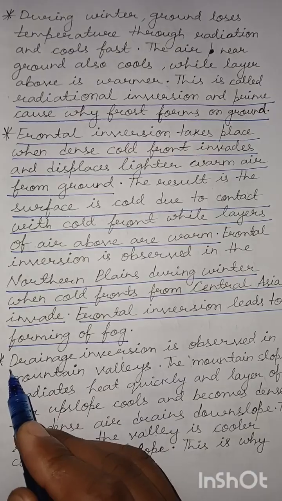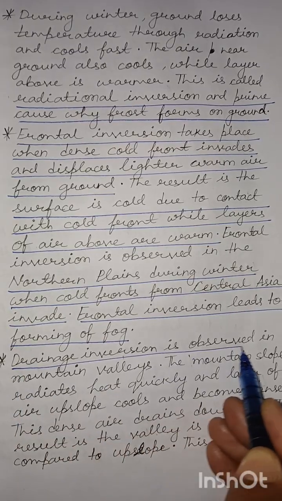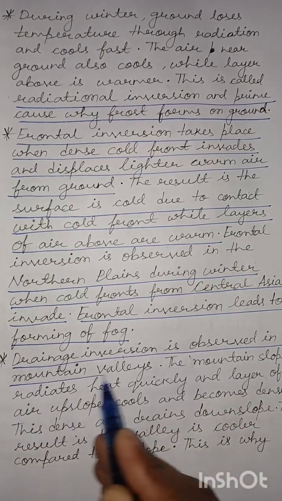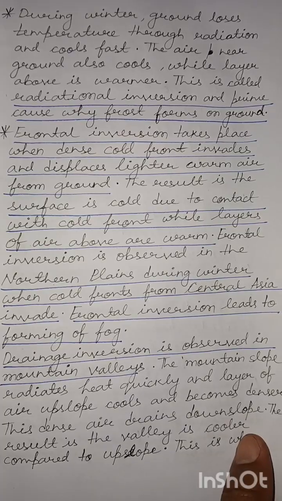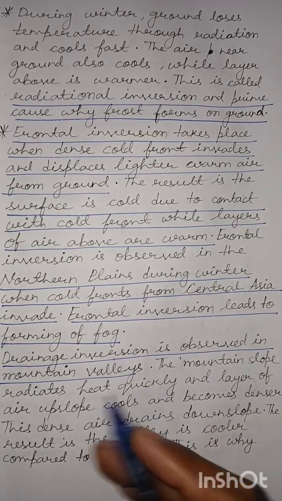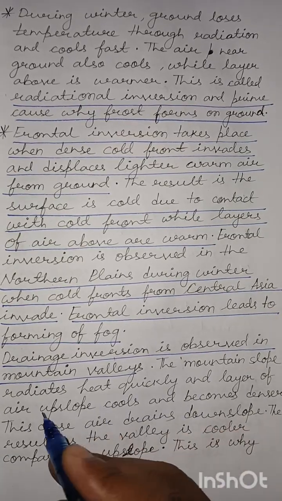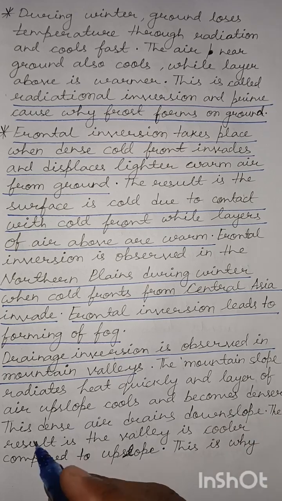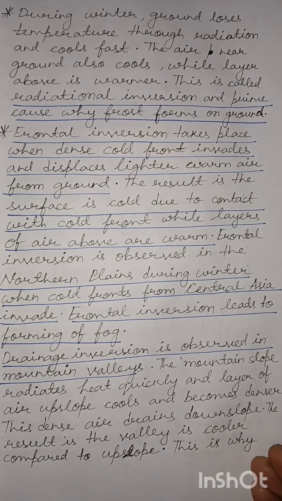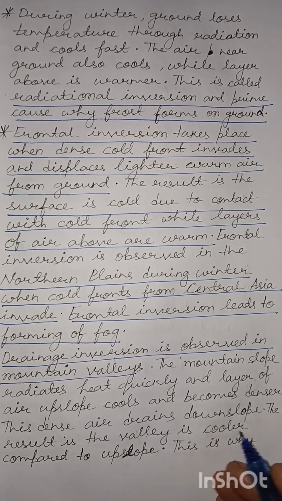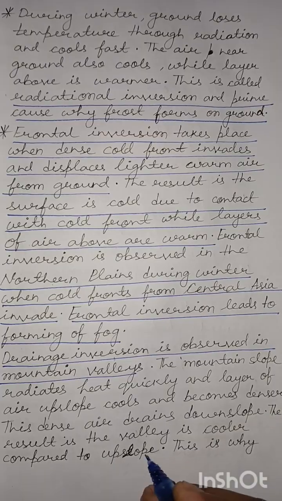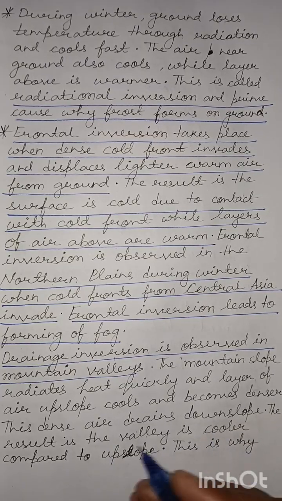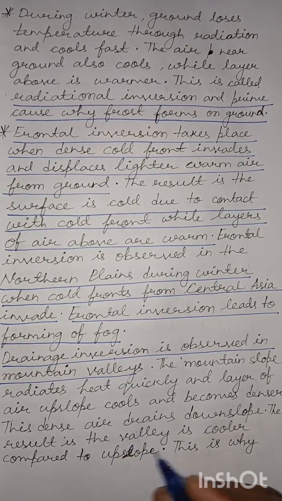Then comes drainage inversion, which is observed in the mountain valleys. The mountain slope, as we have discussed, radiates heat quickly, and the layer of air upslope cools and becomes denser. This dense air drains downslope. The result is the valley is cooler compared to above.